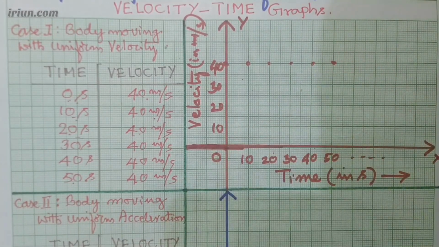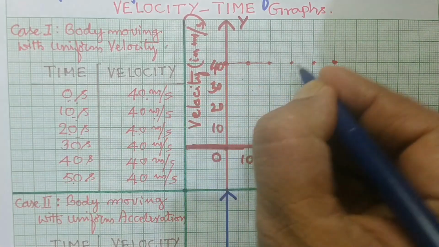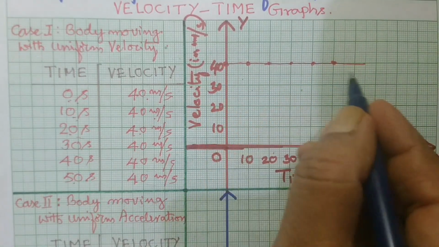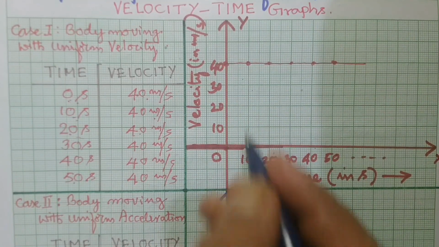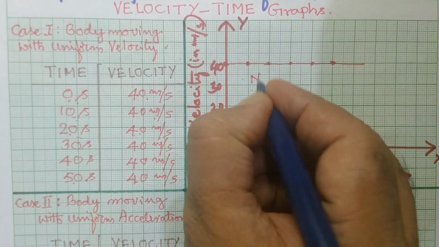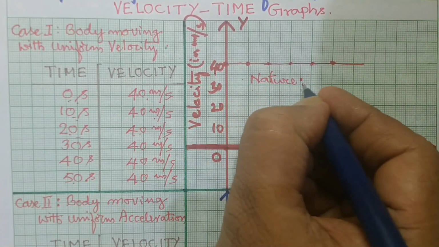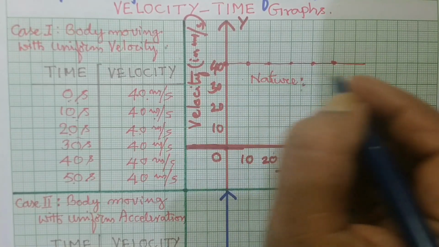We are getting the points like this. You know very well, if you join them, you will get a horizontal line like this. Now this is a horizontal line parallel to the time axis or the x-axis. Therefore we say that the nature of the line, nature means nature of the graph line, is explained here.